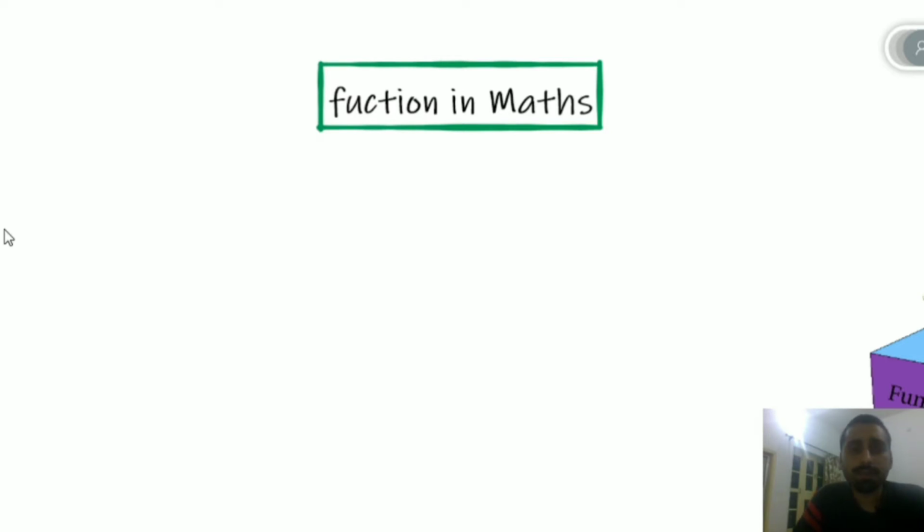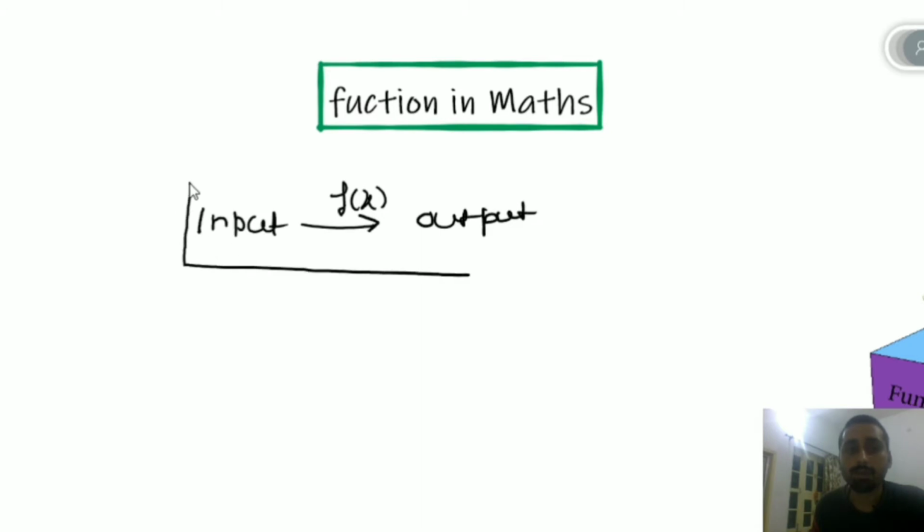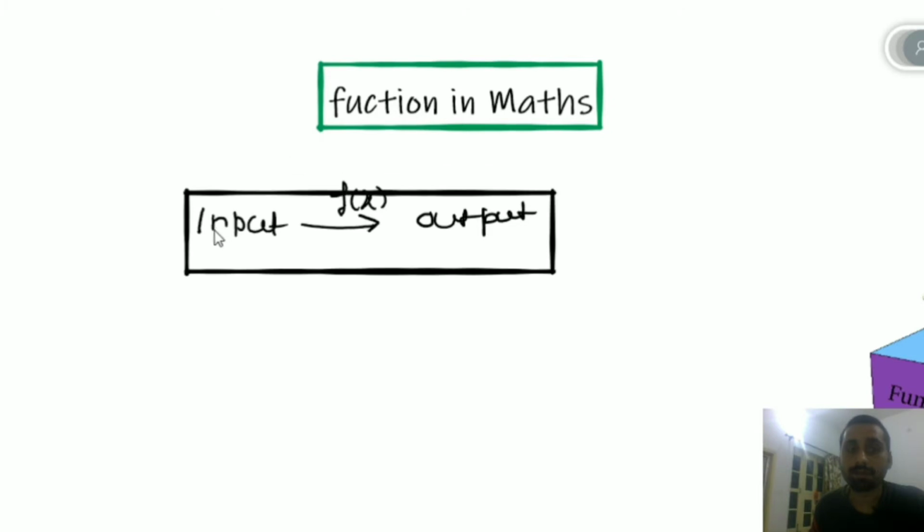A function is a type of relationship in which we connect an input with some output. It is an input to output type of relationship. We have an input, and this input is related through the notation of the function, f(x), to some output. This input to output type of relationship is called the function.